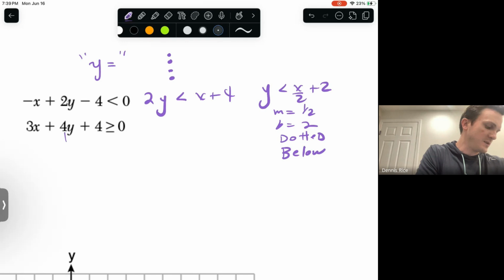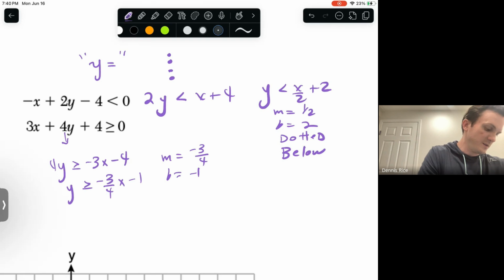Okay, for my second inequality, bring the 3x over, bring the 4 over. So they're both negative now. Divide by 4. I don't need to flip in either case here because I didn't divide by a negative, but that's in the back of my mind at all times with inequalities. Hey, do I need to flip? Is Mr. Rice going to smack the wall during the test?